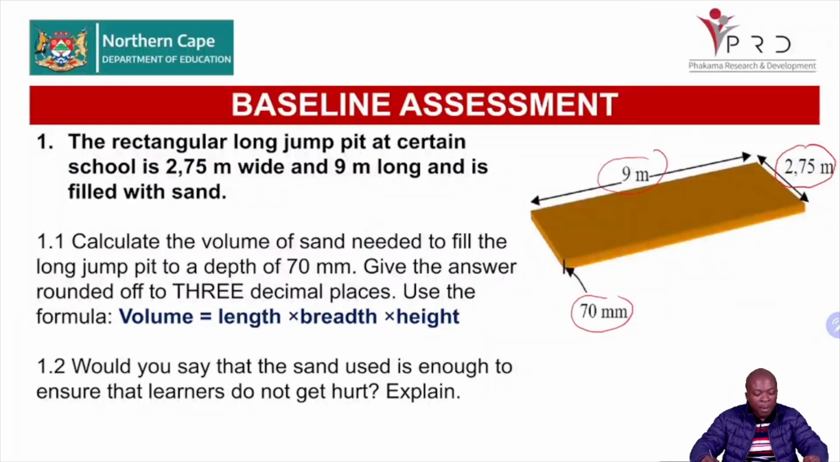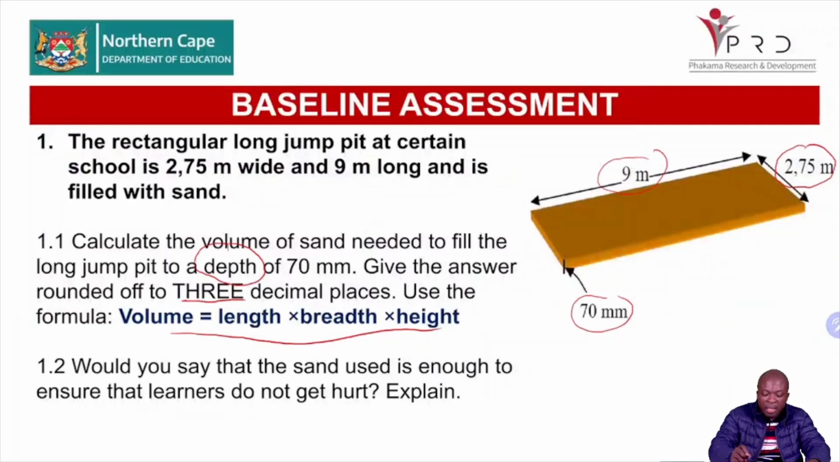So it means that along the way we need to convert and make sure all our values are in the same unit. Number 1.1: calculate the volume of sand needed to fill the long jump pit to a depth of 70 millimeters. When you see depth, sometimes that is how in Maths Literacy we write height. Whenever you see depth, we are talking about how deep or how high the object is. Give the answer rounded off to 3 decimal places. Use the formula volume equals length times breadth times height. 1.2: would you say that the sand used is enough to ensure that learners do not get hurt? Explain.